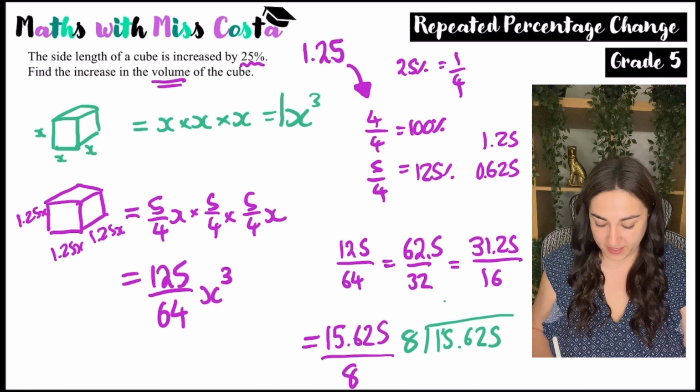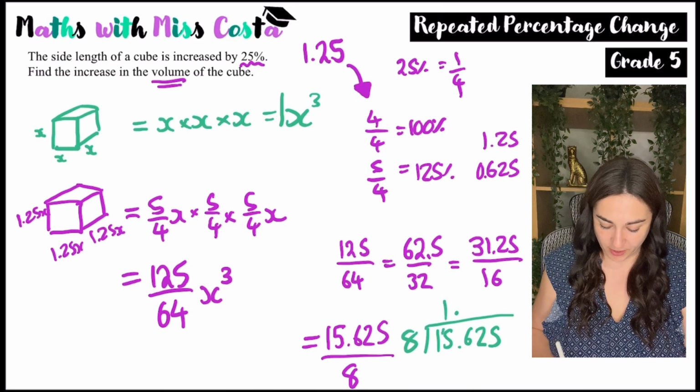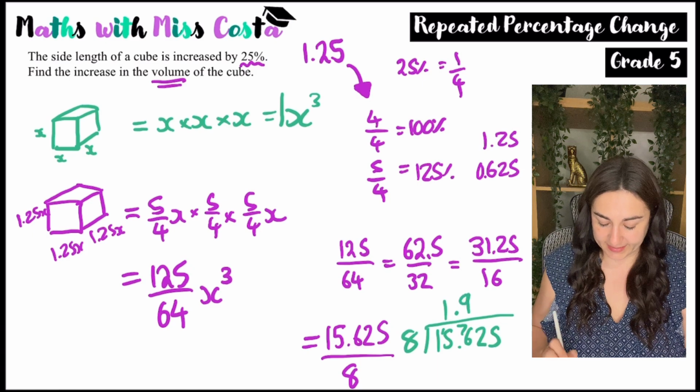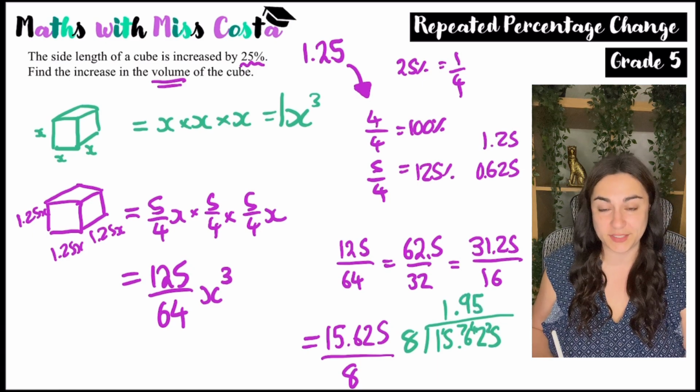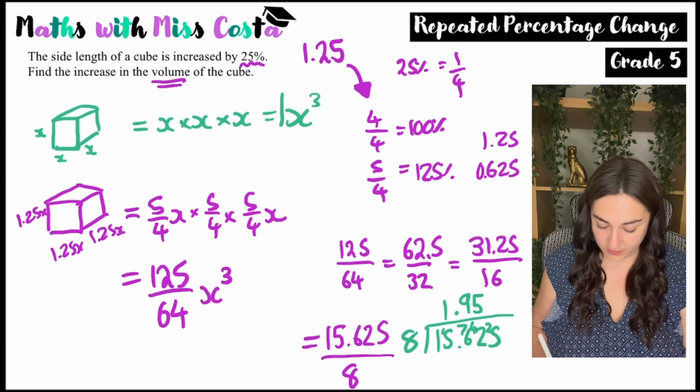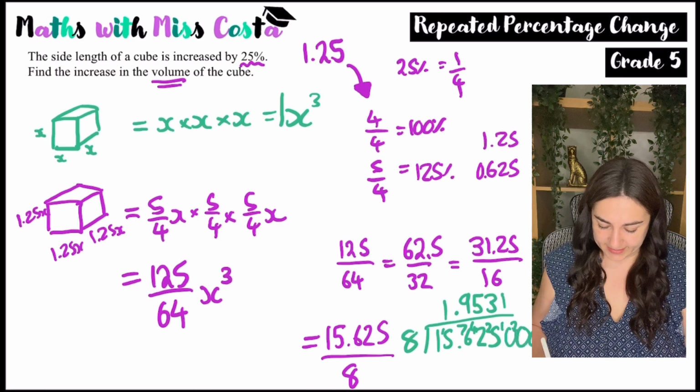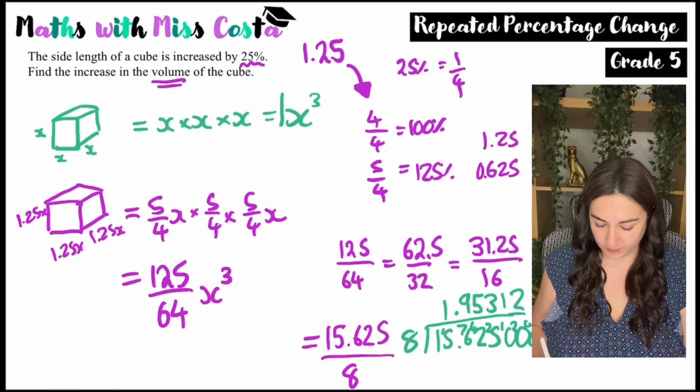15.625 divided by 8. 8s into 15 go once, remainder 7. 8s into 76 go 9, remainder 4. 8s into 42 go 5, remainder 2. 8s into 25 go 3, remainder 1. 8s into 10 go 1, remainder 2. 8s into 20 go 2, remainder 4. And 8s into 40 go 5.